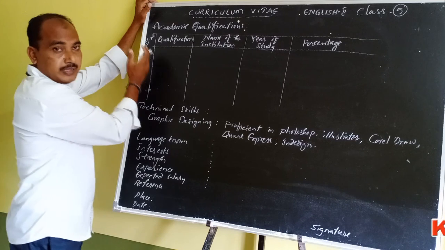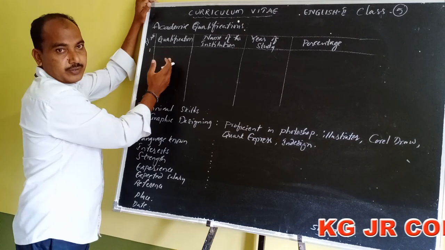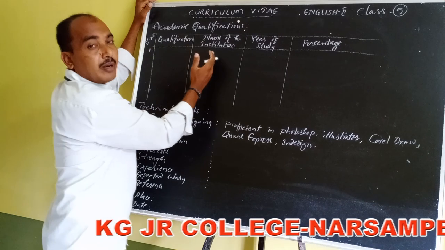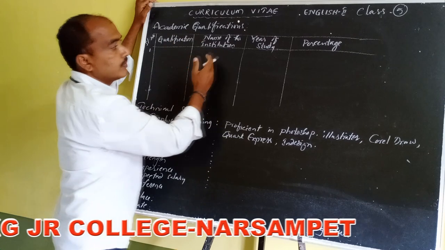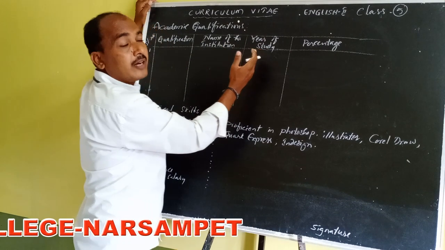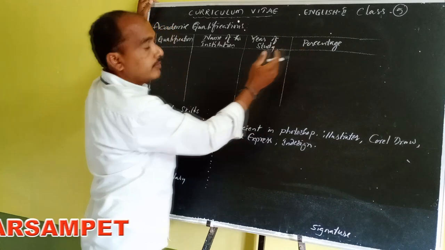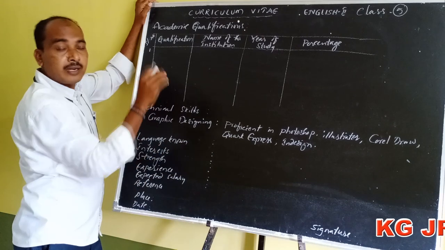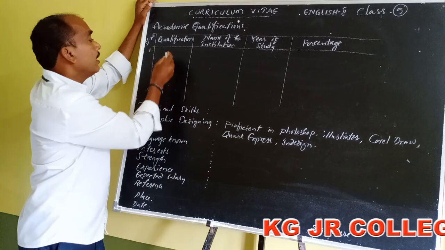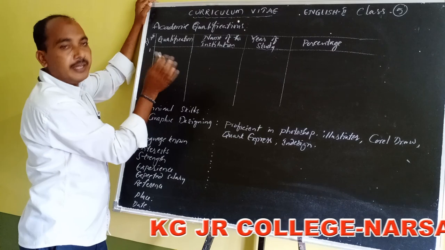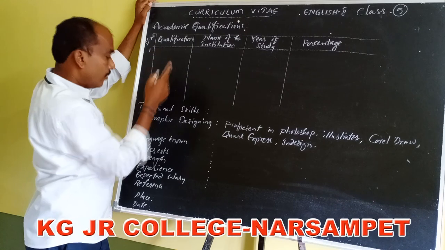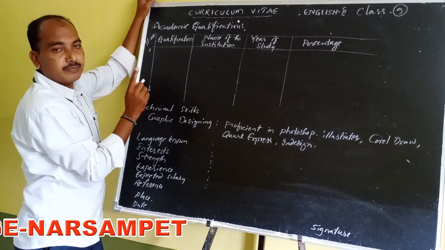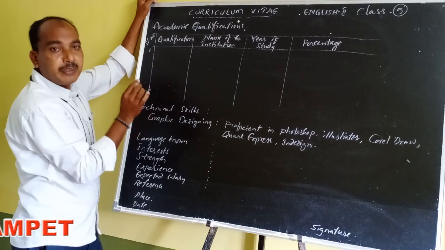So the first is serial number, next column qualification, which is also known as the course you have completed. Next, name of the institution where you have studied. Year of study, meaning in which year you studied. Percentage, aggregate. Now serial number 1, what is the qualification he has asked in the given advertisement or exercise? He asked a diploma or any degree, meaning graduation. Graduation related to graphic designing, the post we are writing for. We are writing for a graphic designer.